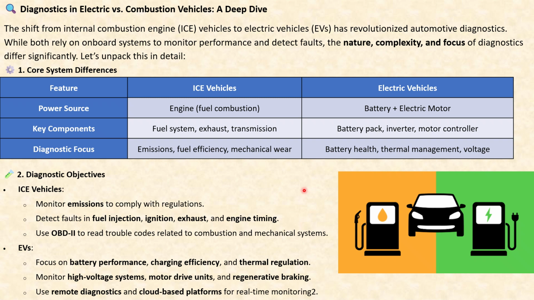Now, when it comes to EVs, the focus is on battery performance, charging efficiency, and thermal regulation. Diagnostics in EV majorly focus on battery performance because the battery is like the heart of the vehicle. It also focuses on the charging efficiency and the thermal regulation. It also monitors the high voltage system, the motor drive units, and regenerative braking. It uses remote diagnostics and cloud-based platforms for real-time monitoring, because EVs are more equipped with remote diagnostics.